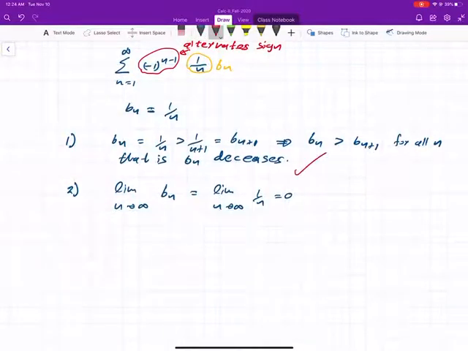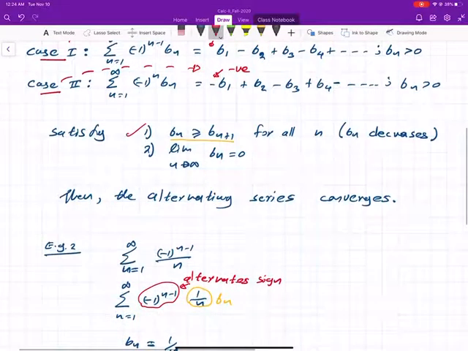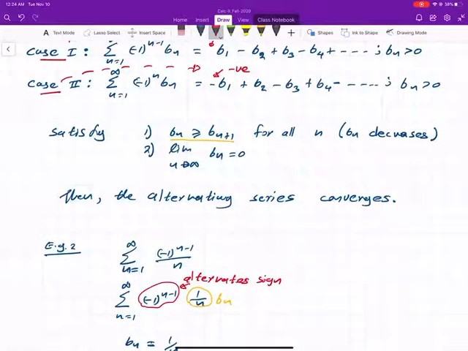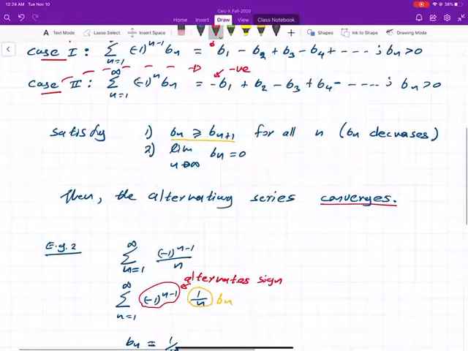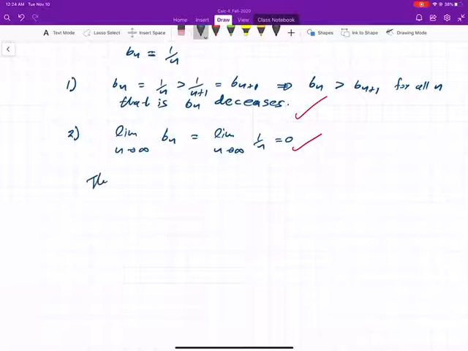The first condition is checked, second condition is checked. These are the two conditions, 1 check, 2 check. That means the series is convergent. The conclusion is this: it is convergent. Thus, the series is convergent. Alright, the series is convergent.